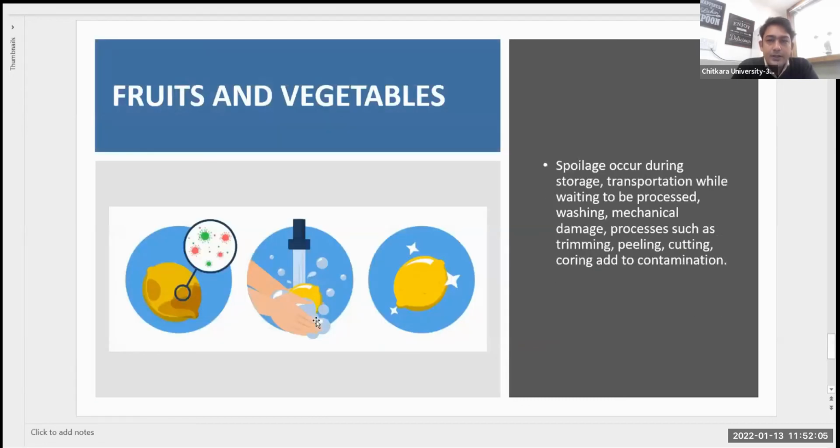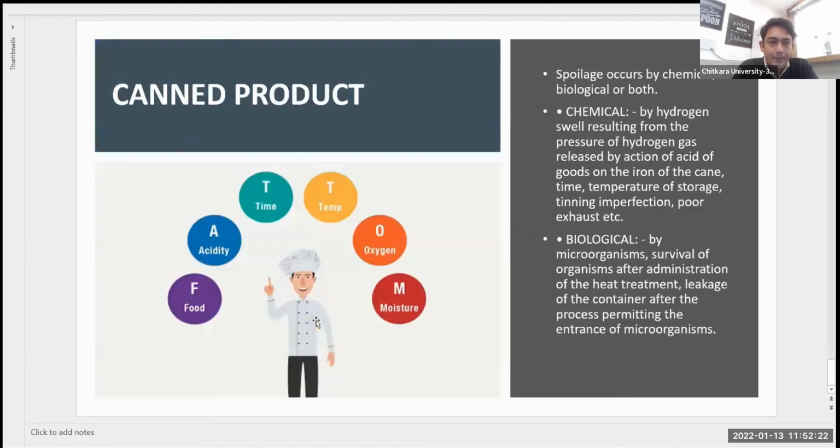Fruits and vegetables. Spoilage occurs during storage and transportation. Similarly, in fruit and vegetable products also, there can be contamination. So it is important that the food product should be stored and transported in the right condition.